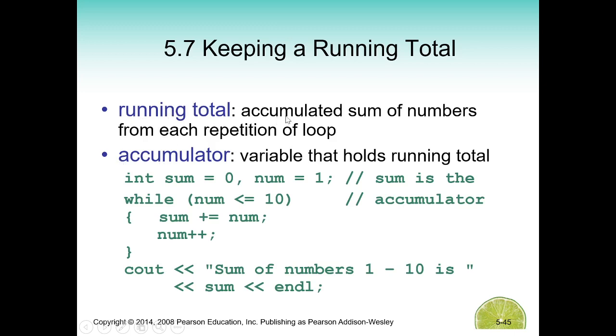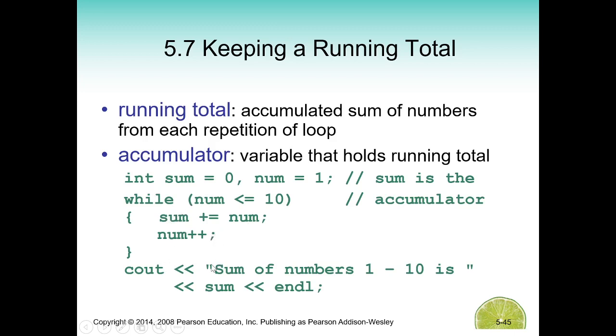The first is the accumulated sum. The running total is the accumulated sum of numbers from each repetition. So look at this example here. It may give a clearer picture. The second one is the accumulator, a variable which holds the running total, which is the sum in this case.